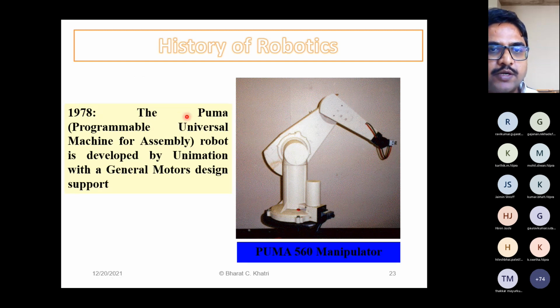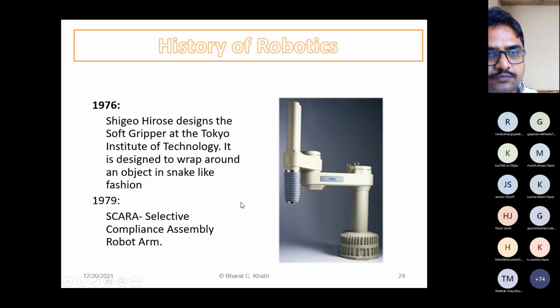1978, the PUMA, that most famous robot, a programmable universal machine for assembly, was developed by Unimation with General Motors design support. So this is a PUMA robotic arm, developed by General Motors with the help of this father of robotics, Sam Benner. 1979, SCARA, a selective compliance assembly robot arm, was developed. It is near to the human arm.